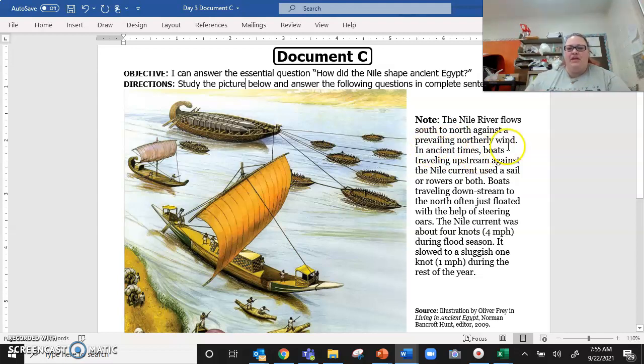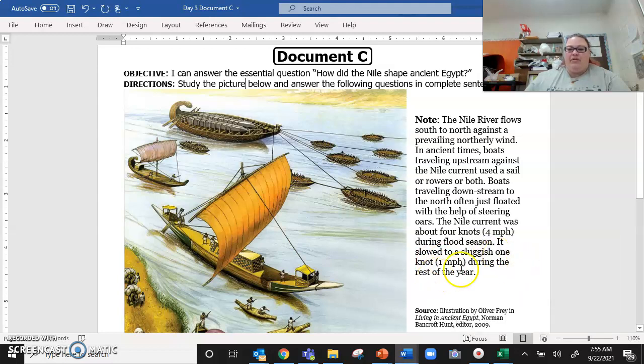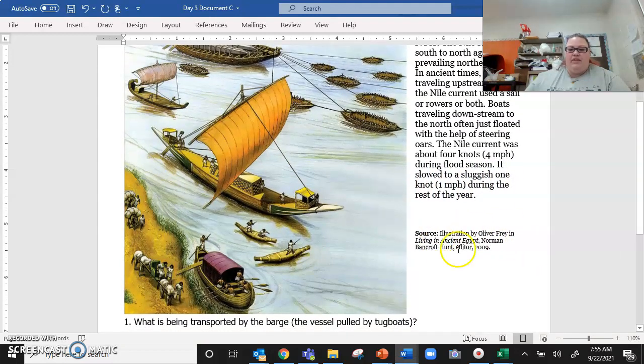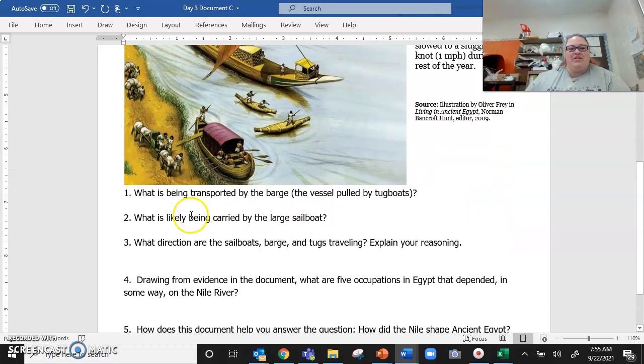In ancient times, boats traveling upstream against the Nile current used a sail or rowers or both. Boats traveling downstream to the north often just floated up with the help of steering oars. The Nile current was about 4 knots or 4 miles per hour during flood season. It slowed to a sluggish 1 knot or 1 mile per hour during the rest of the year. Here's our source for this. We have 5 questions again that we need to answer.